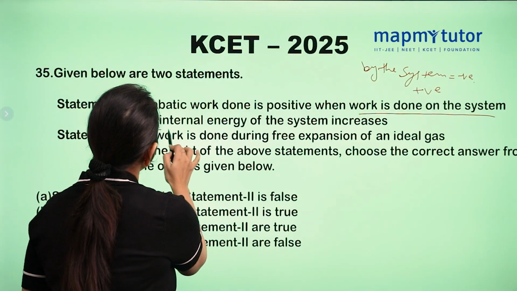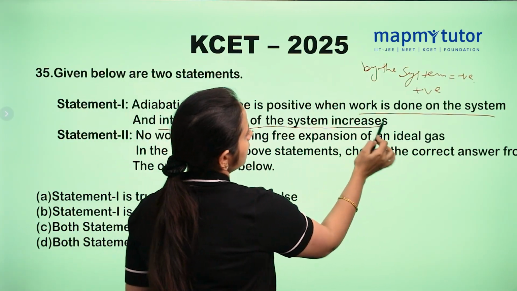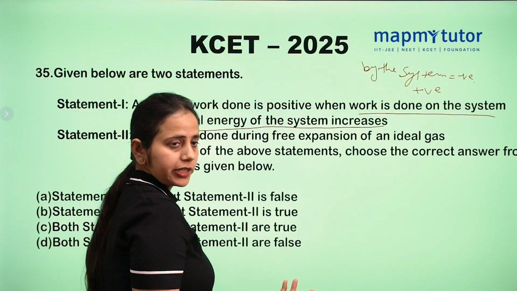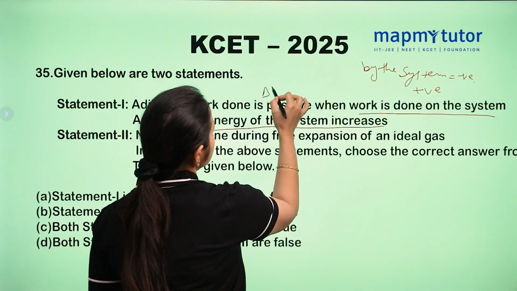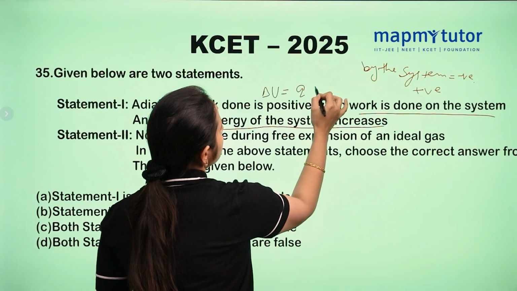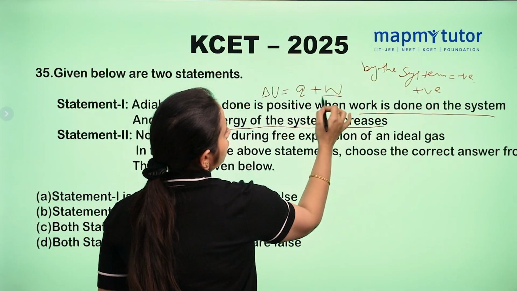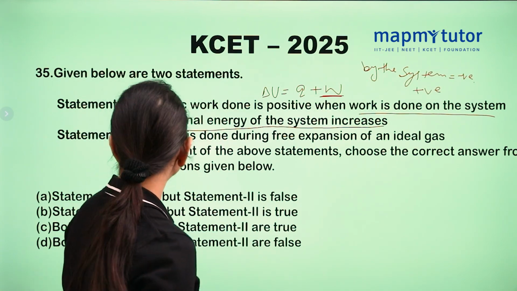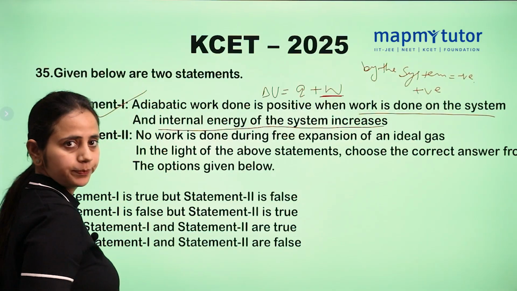It also says that internal energy of the system increases. Yes, that is true. If work increases, internal energy will definitely increase. The formula for internal energy is delta E is equal to Q plus W. So if this work is increasing, internal energy will also increase automatically. So this statement is the right statement.